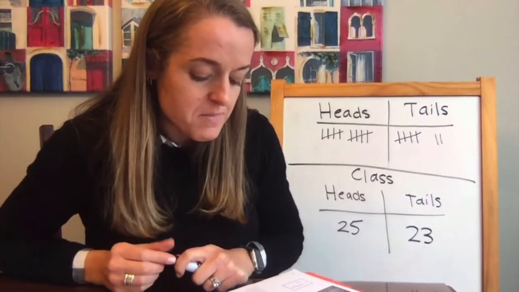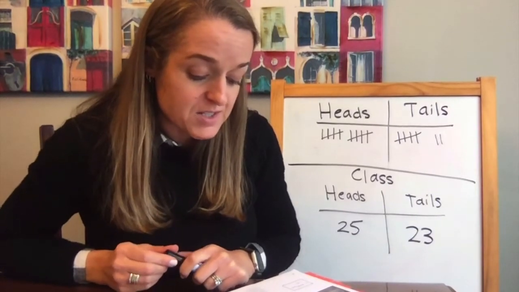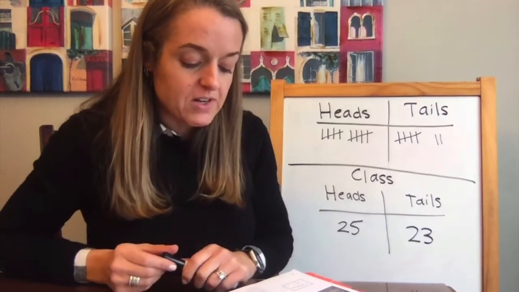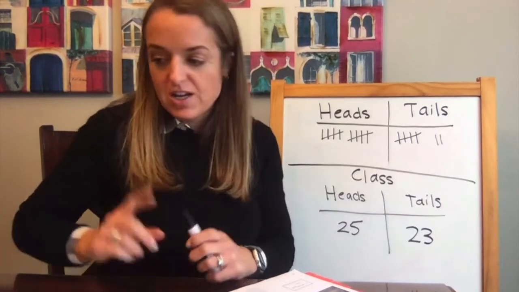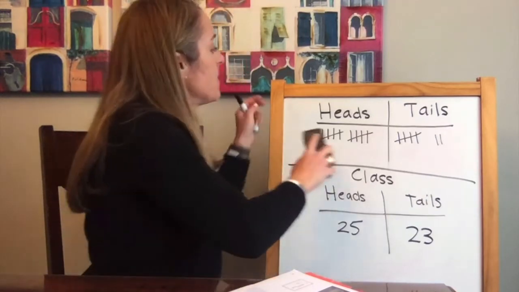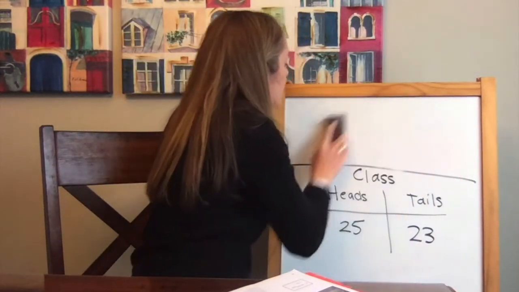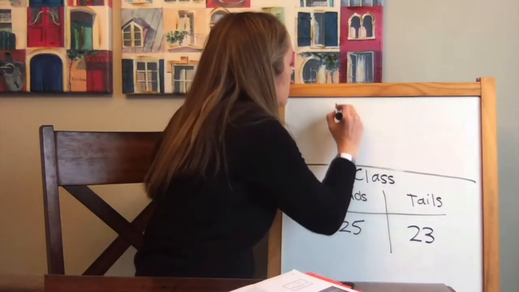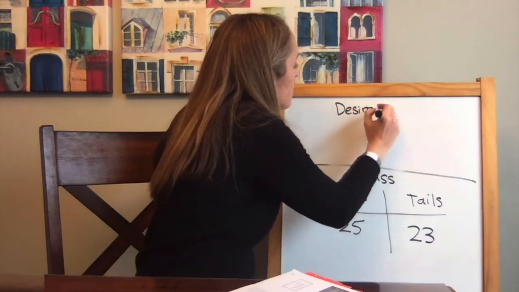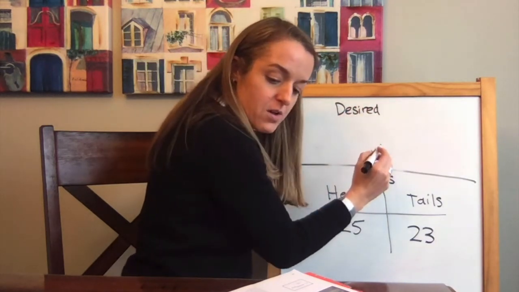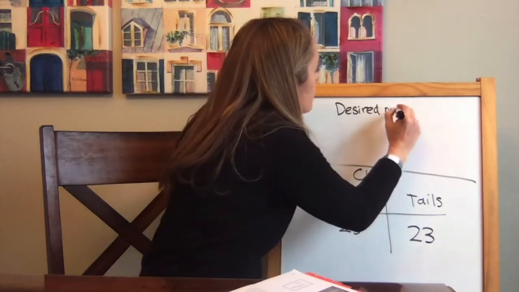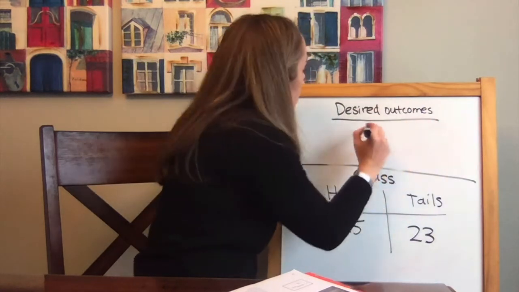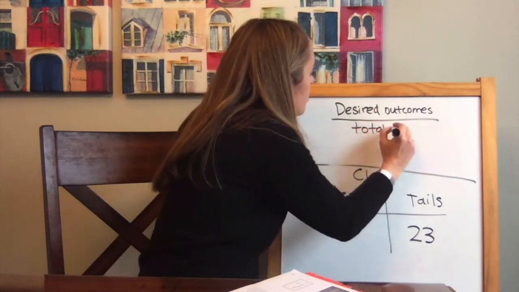So probability is the measure of how likely an outcome is and is expressed as a number between 0 and 1. To find the probability of an event, we use a fraction. Okay, it's a special fraction. I'm going to erase this so I can show you this very special fraction. This fraction is our desired outcomes on the top. And then we're going to draw a line right underneath. And on the bottom is our total outcomes.